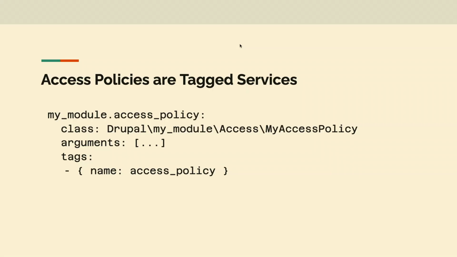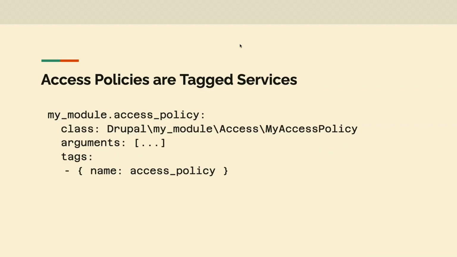Access policies are tagged services. So if you want to create an access policy, this is the service definition. You're going to put it in your services.yaml. This is very cool because, since they're services, access policies can have other services injected into them.